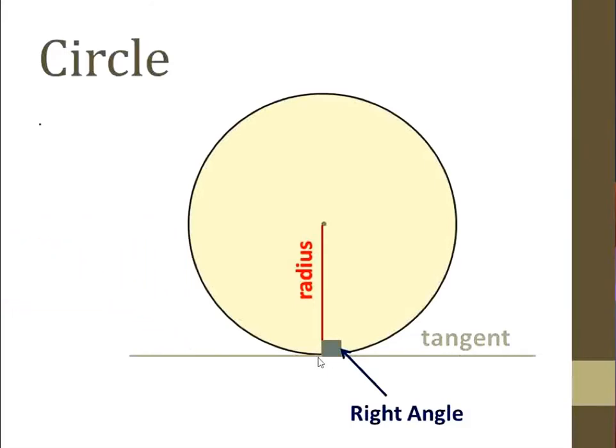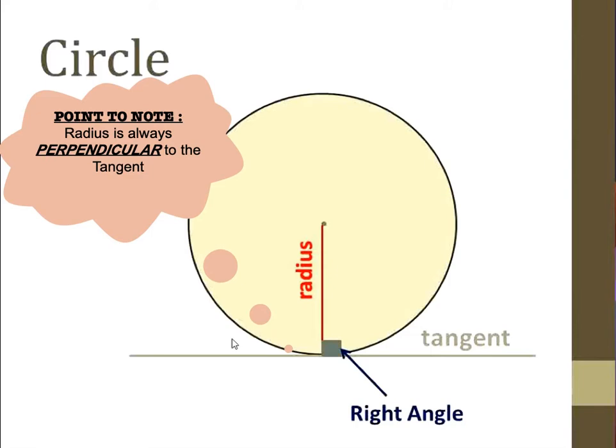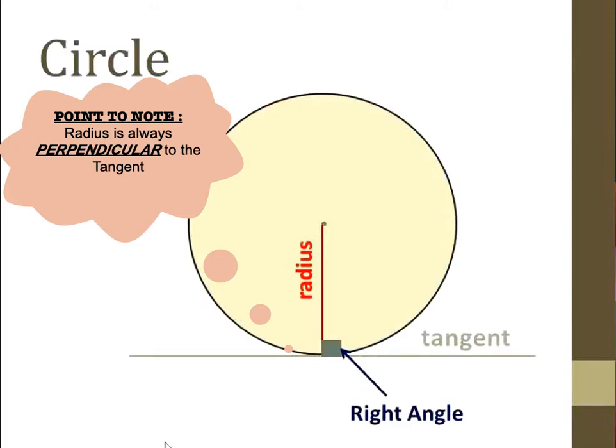There is a property that you're supposed to be mastering that goes with the radius and the tangent. The radius is always perpendicular to the tangent, meaning that whenever the radius meets the tangent, they form a right angle. So we have a right angle here on the right side, and we also have a right angle on the left side. So you are supposed to be noting this point again. The radius is always perpendicular to the tangent.